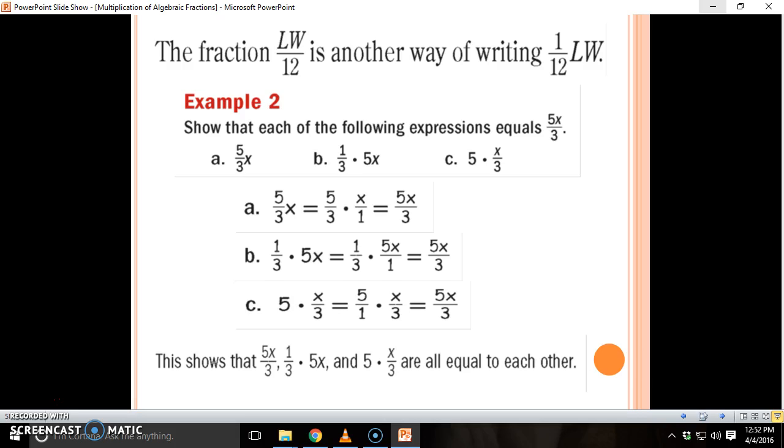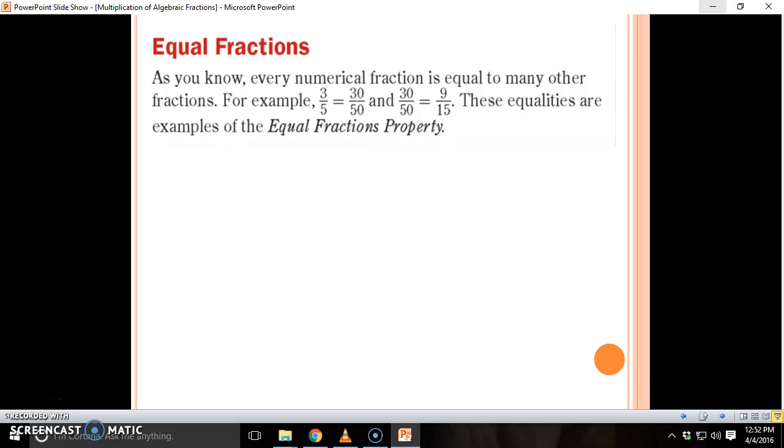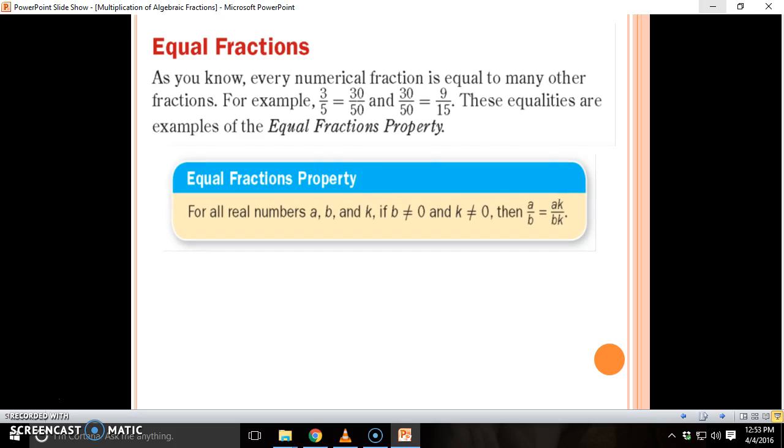The first one is the best, 5x over 3. No multiplication symbols and one fraction. That's always what you're looking for. So every numerical fraction is equal to many other fractions. So 3/5 equals 30 over 50, 30 over 50 equals 9/15. These are all examples of the equal fractions property.